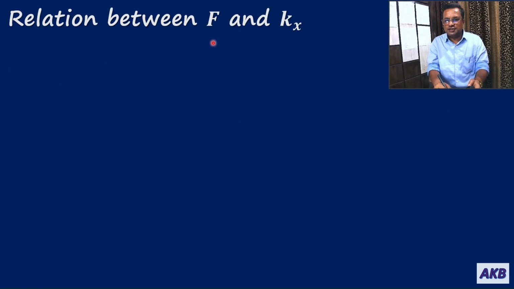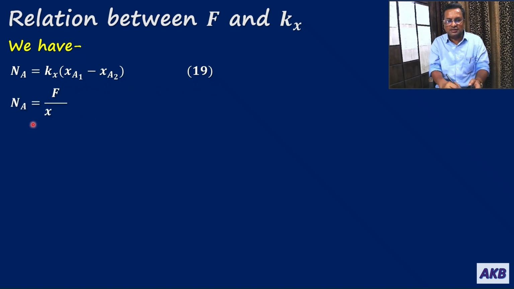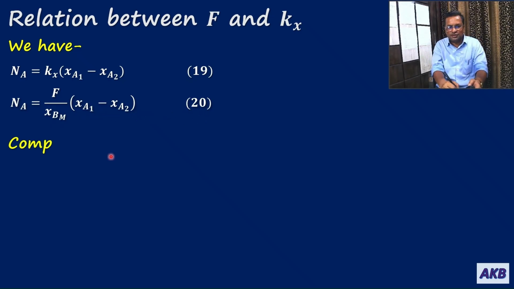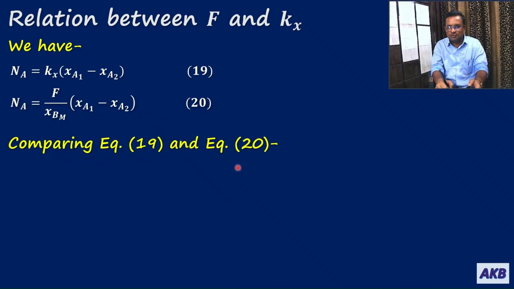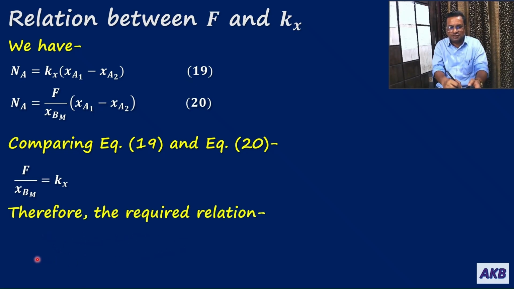So we are getting the relation between F and Kx. We have Na is equal to Kx into (x1 minus x2), that is equation 19. We got equation 20: Na is equal to F upon xBm into (x1 minus x2). Now equation 19 and 20 will be compared, and if we do that, F upon xBm will be equal to Kx. From this we can get the required relationship, which is F is equal to Kx into xBm. So that is the relation between F and Kx.